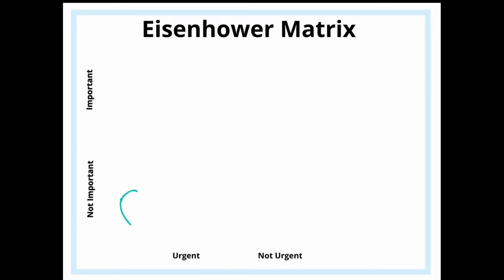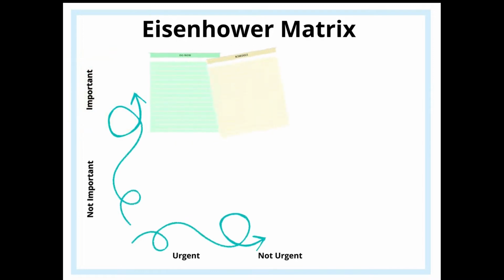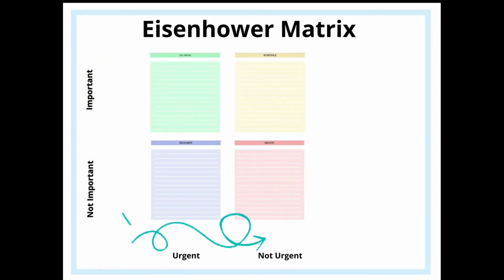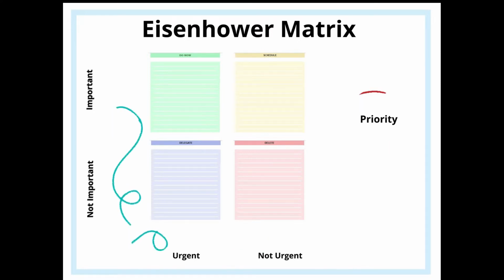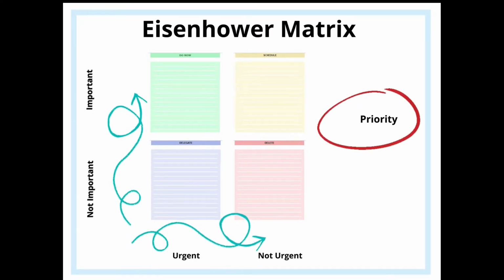Firstly, let's understand the difference between important and urgent tasks. Important tasks contribute significantly to your long-term goals. They may not have immediate deadlines, but are crucial for your overall success. Urgent tasks, on the other hand, demand immediate attention due to imminent deadlines or potential negative consequences if not addressed promptly.